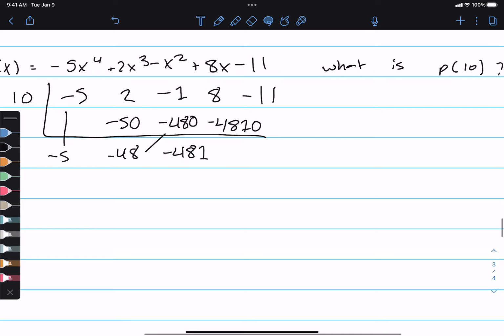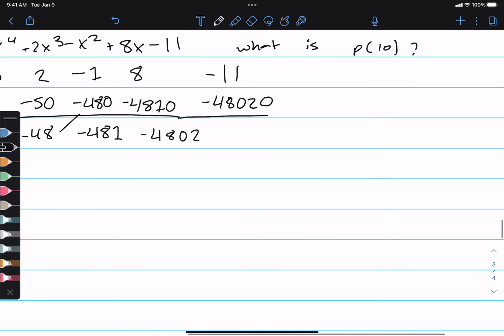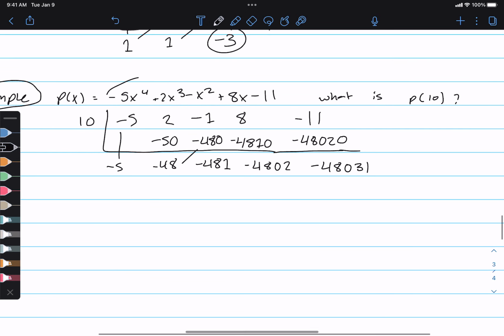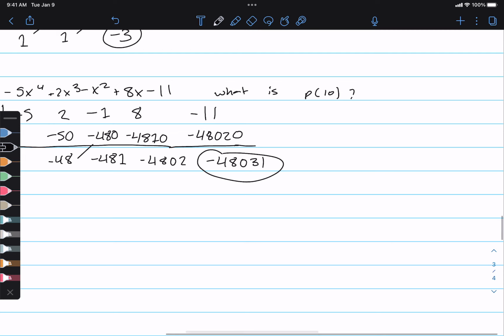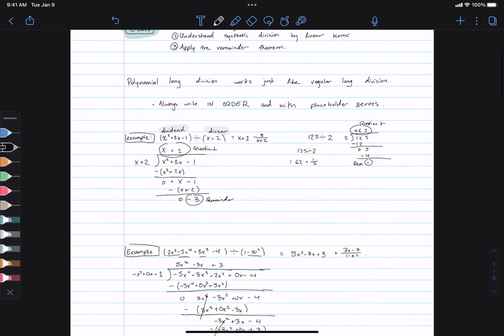And then multiply that by 10 to get negative 4,810. And this is getting pretty big. Add those together to get negative 4,802. And then multiply that by 10 to get negative 48,020, and then minus 11, plus negative 11. And so that result is going to be negative 48,031. And so even though it might be really hard to find p of 10 normally, we know that this is just going to be negative 48,031 by synthetic division. And that's all for today. Thank you very much for watching that.